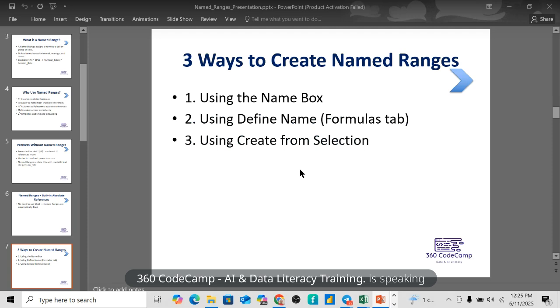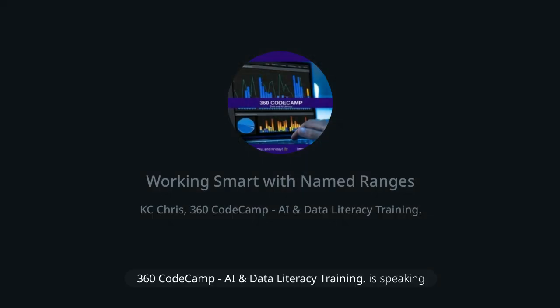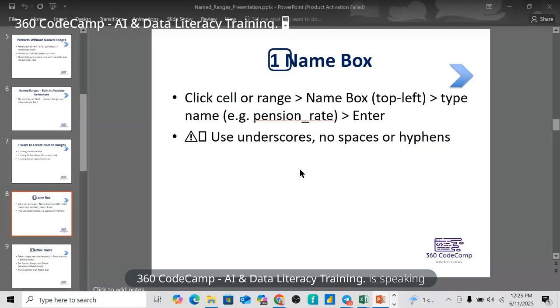Okay, this is the name box, the first way to create a name range, and these are the steps that you follow. To do that, you click on the cell or range that you want to give the name. Then you go to the name box at the top left, you're going to see where that is. Then you type the name, for example, the pension rate that we're talking about. Then click enter. You can see it will give it that name.